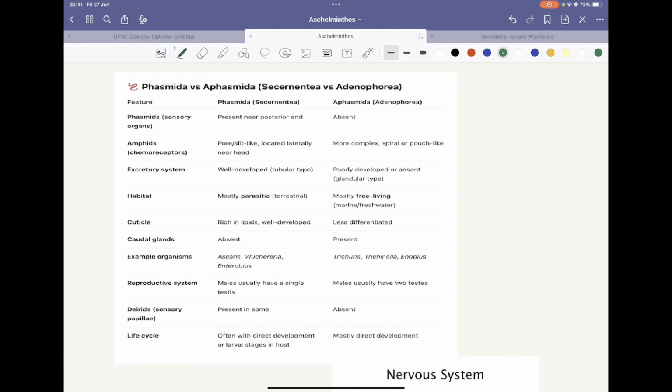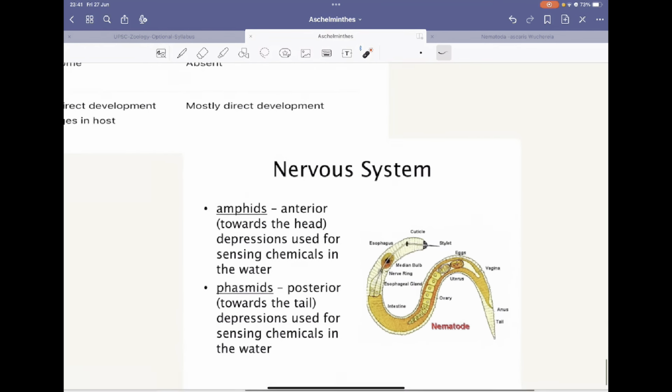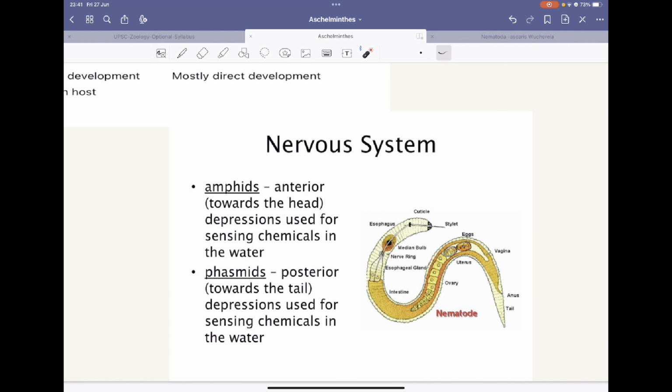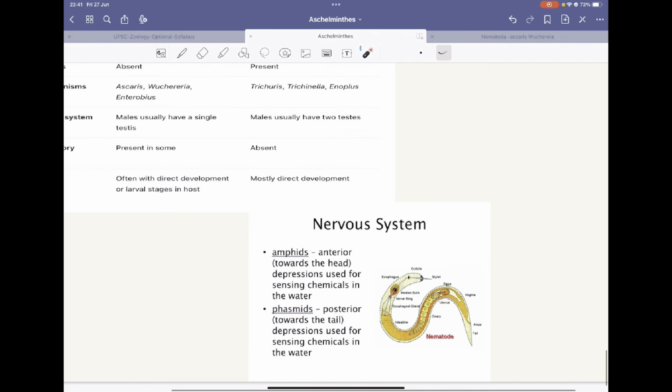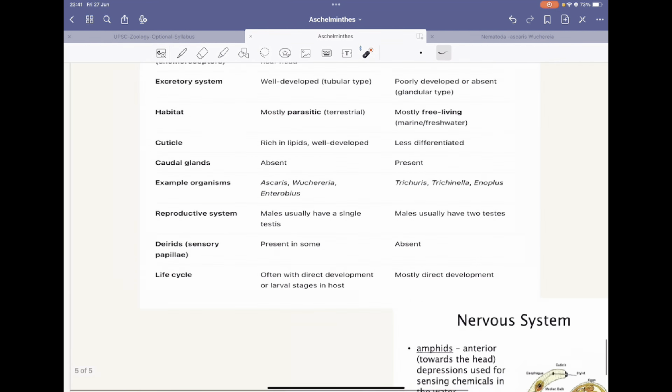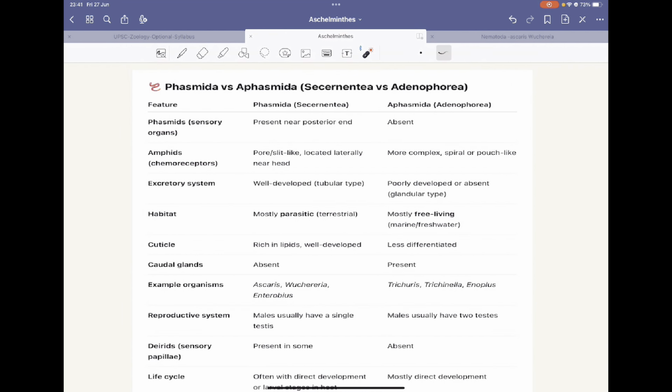After this we also have two different groups in the Nematoda. One is the Phasmida, another one is the Aphasmida. In case of the nervous sensory structures, there are amphids and phasmids. The phasmids are posterior, present towards the tail region. These are depressions, and they are used to sense chemicals in the water. And amphids are in the anterior region. They are also used for sensing chemicals in the water, but in the anterior region, and phasmids are in the posterior region.